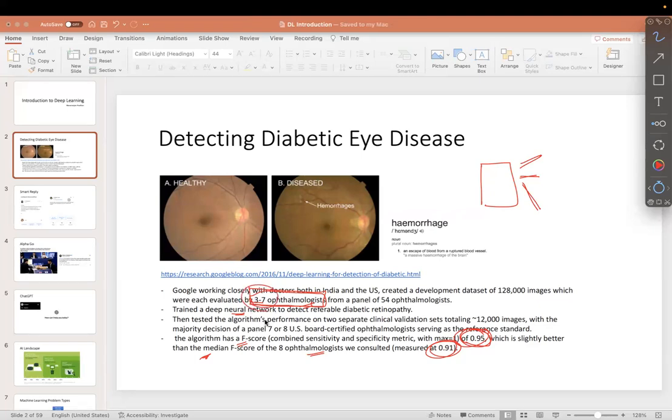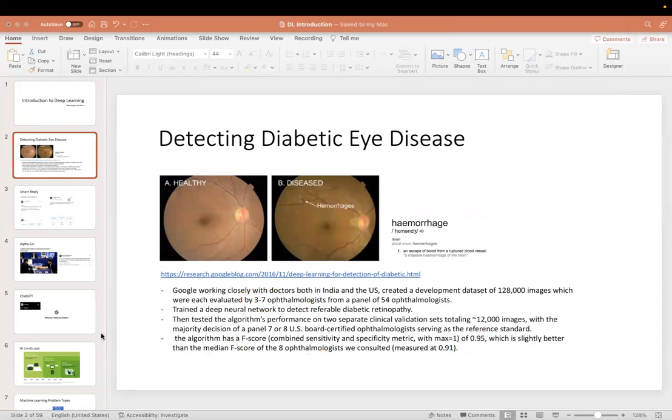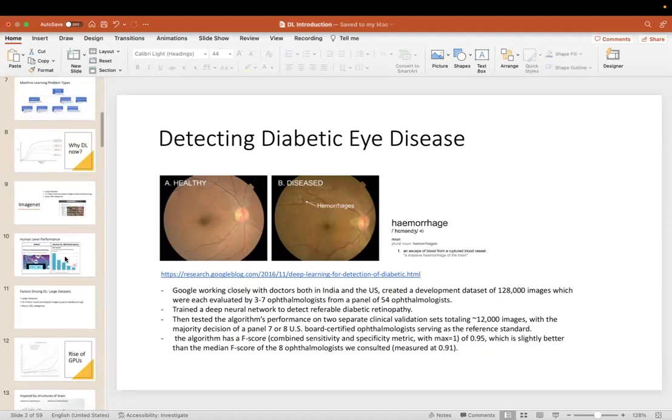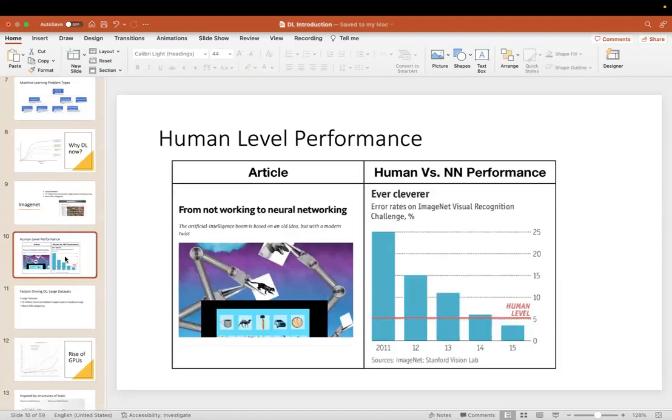Understood. So 0.91 is basically for one ophthalmologist, in general 1 or 2 at max. Yeah, makes sense. When it's human level performance, that means basically in the real world, how do we actually perform in the right use cases? Can we beat that? Okay. Got it. Answered my question. Thanks.